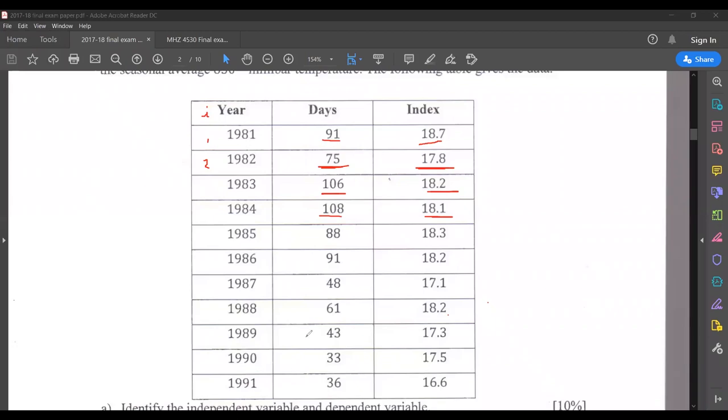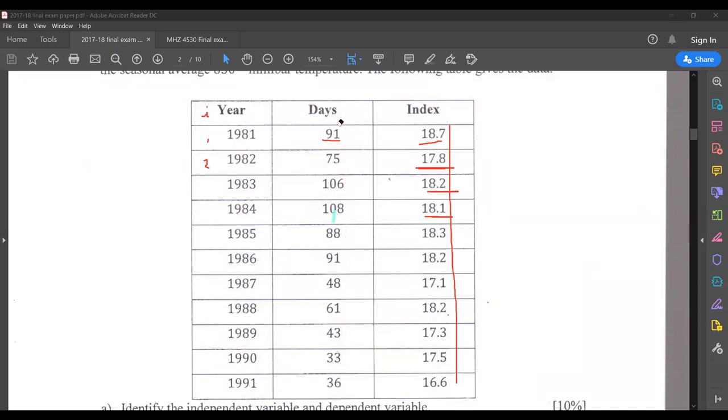After finding x bar, you know how to find it: just add up all these and divide by 11. What is y bar? Add up all these and divide by 11. So you know x bar and y bar. Then just subtract. There is some subtracting work and some addition, so just use the calculator properly and finish it off.